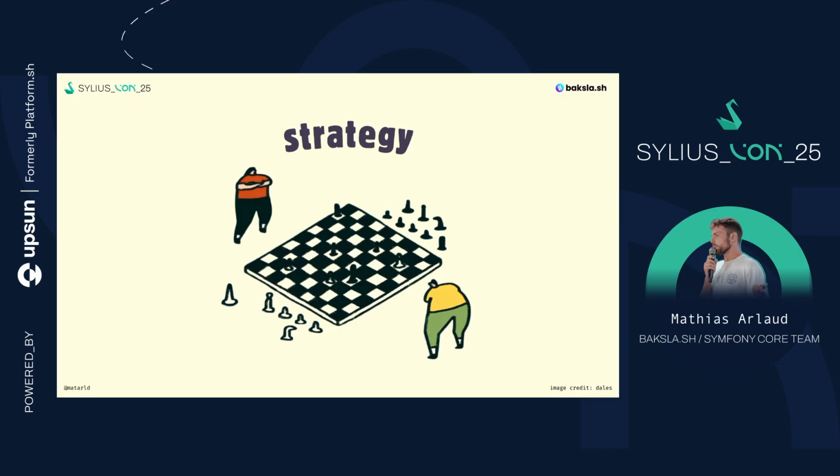Next part: strategy. How to organize things so that managing deprecations never becomes a nightmare like the drain rack. So we're going to talk about strategy and the development cycle.